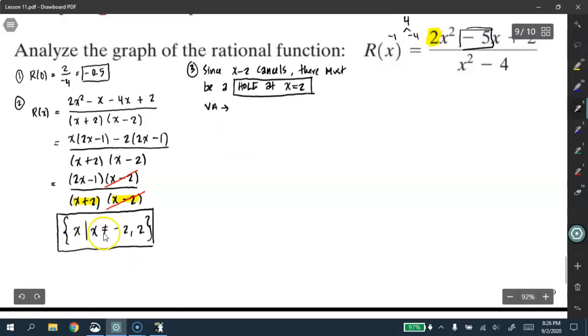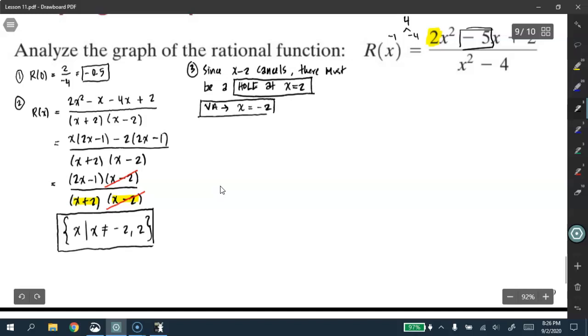When I say whatever is left over, so we already took care of the 2. We know there's a hole there because that's the factor where they were canceled out. But this one never canceled out. So that means at x equals negative 2, there is a vertical asymptote. So we're going to write down that there is a vertical asymptote at x equals negative 2. All right. And so that is yet another important realization.